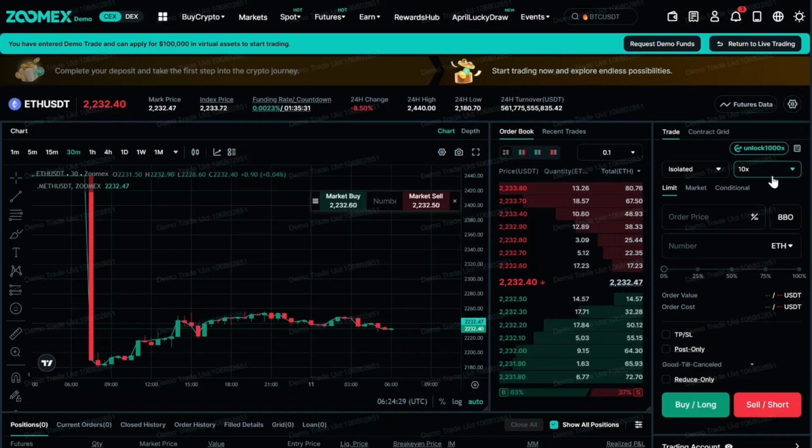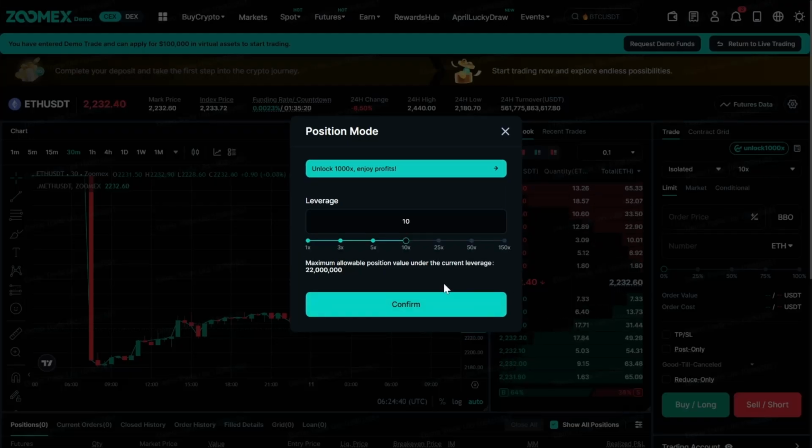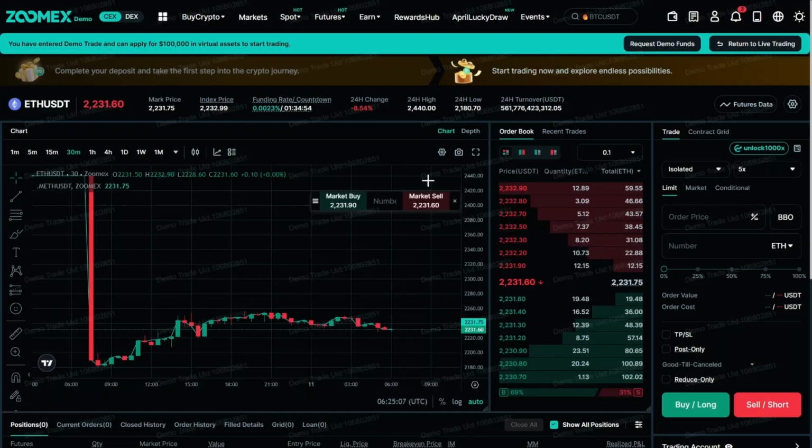We can adjust our leverage for our trade here. We're going to use 5x for our trade. We obviously can make two types of orders, a buy or a sell, so long or short.